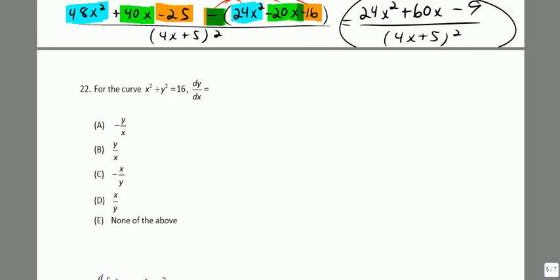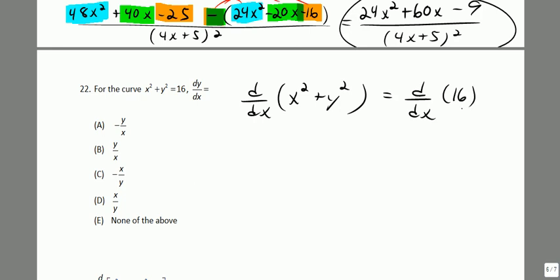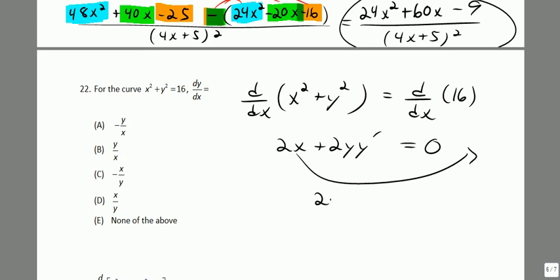22, I just need to find the derivative of the curve here. So I can't explicitly solve it for y. I'm not going to. So I've got to take the derivative of the left, and that's going to equal the derivative of the right. Derivative of the right is 16. The left is 2x plus 2y, y prime. Move the 2x over. You've got 2y, y prime equals minus 2x. Y prime equals minus 2x over 2y, which is minus x over y.